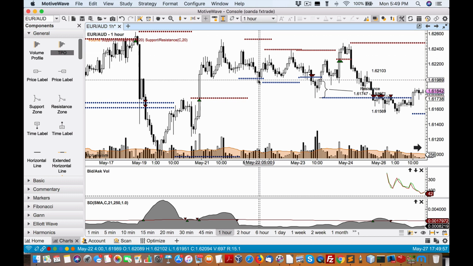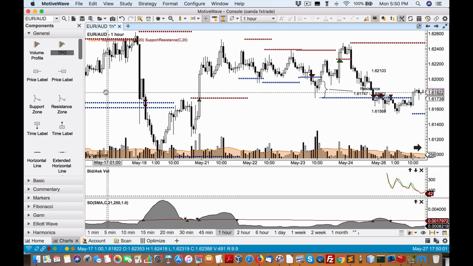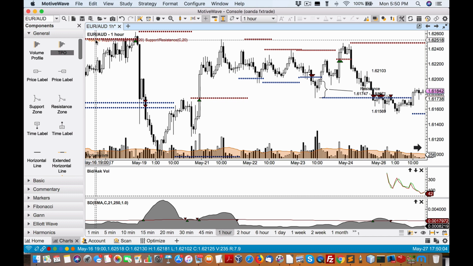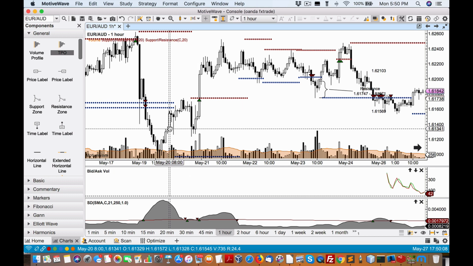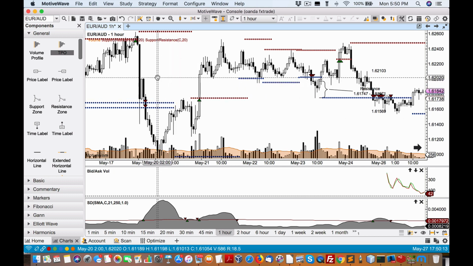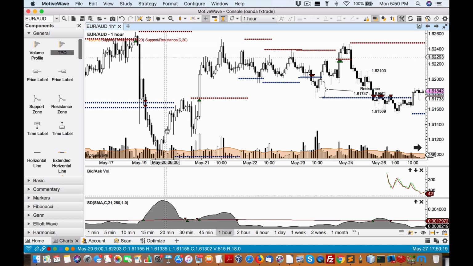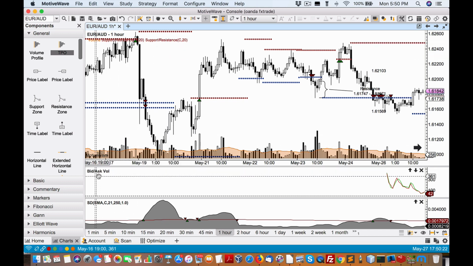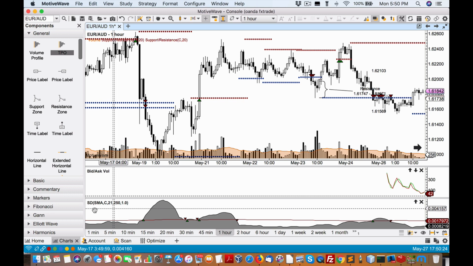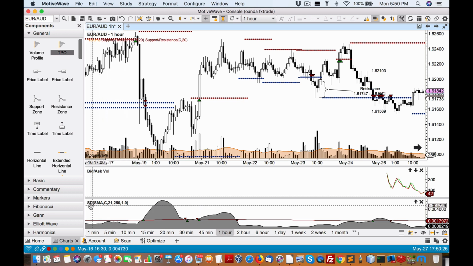So what you're looking at right now is an hourly view of a pair that's currently supposedly moving really good on an hourly basis. So what we have here is three calculations that we could use. First, we have support and resistance levels. We have our bid and ask volume and our standard deviation. This is what I'm currently using.